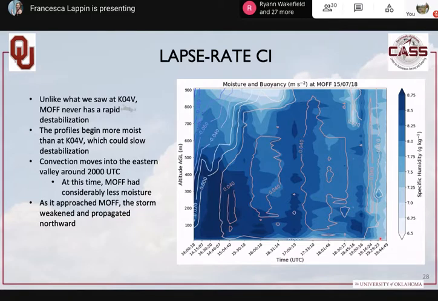whereas convection moved into the area around 1945-20 UTC, and the profile is fairly dry and not very positively buoyant, which affected the storm in a way where it could have weakened slightly over the Moffett site, and the storm tended to propagate more northward and kind of away from the Moffett site.